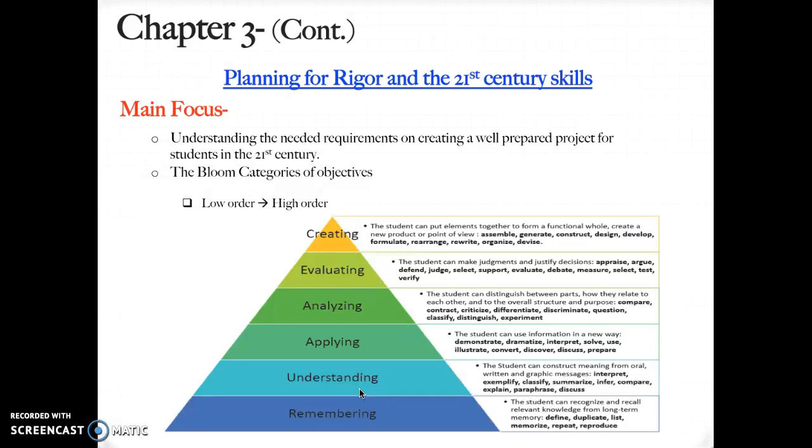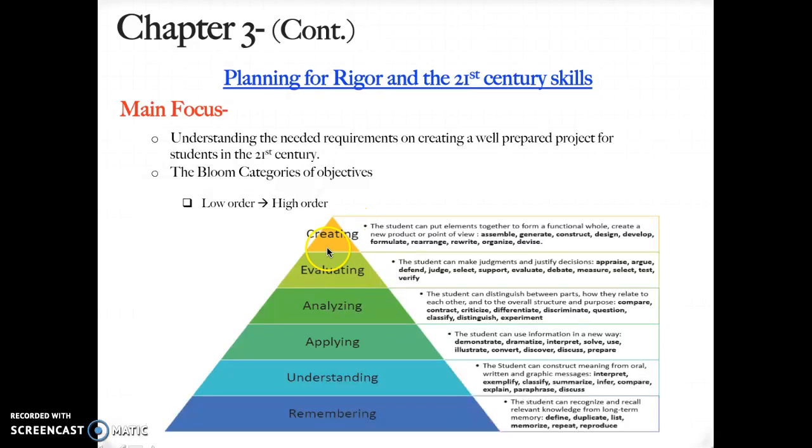Continuing on with a little bit more on chapter 3, another part that I focused on was the planning for rigor. So this image you see here is the Bloom's categories of objectives, also known as Bloom's taxonomy. This is seen as ways in which we learn, or ways of understanding the needed requirements for creating a well-prepared project for students in the 21st century. This pyramid here shows the ways in which we learn.